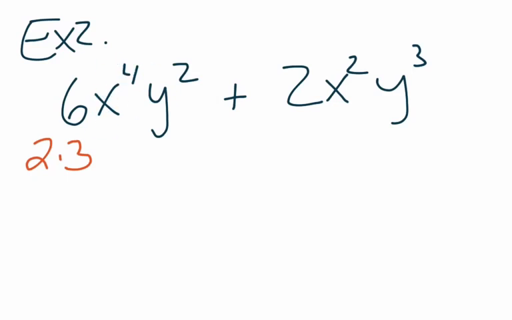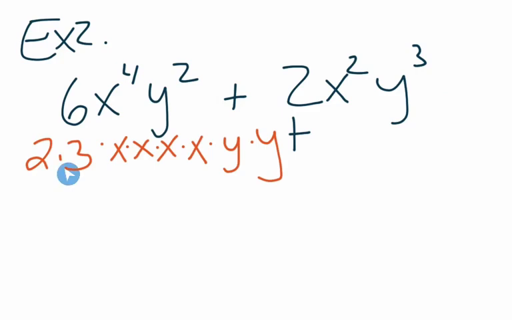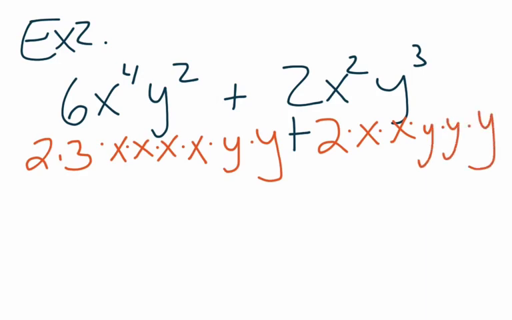x to the fourth means x times x times x times x, and y squared means y times y. I'm going to bring down the plus sign. I'm going to hold the plus sign in a different color because that just creates a little separation instead of having a big long thing of red there. 2 doesn't factor. X squared factors into x times x, and then y to the third will be y times y times y. So again, that's that prime factorization.